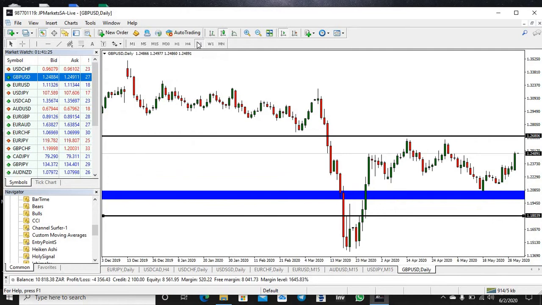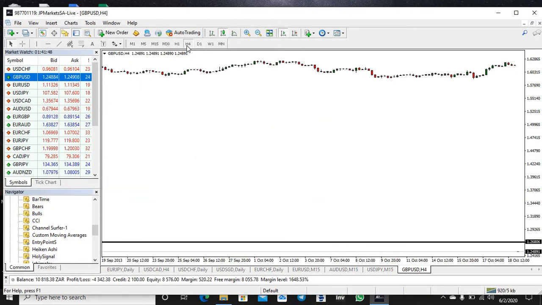Then we go to daily, and we are still seeing the same thing, strong buy trend. We check the new daily candle that is about to form. If it breaks here, then we know it's gonna hit this resistance. So that also gives us confidence on our buy. Then we're gonna go to 4 hour.